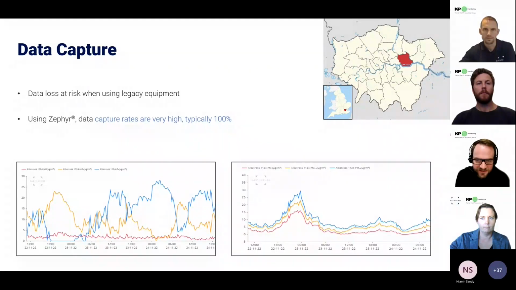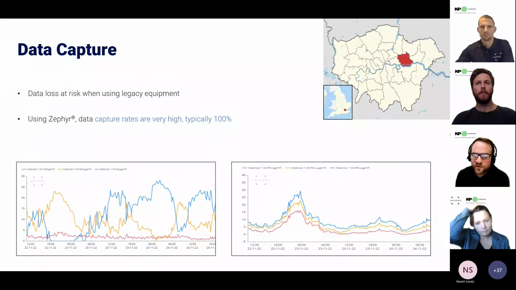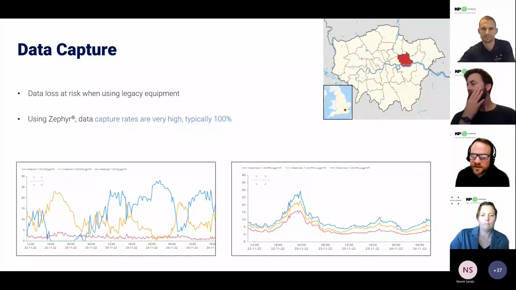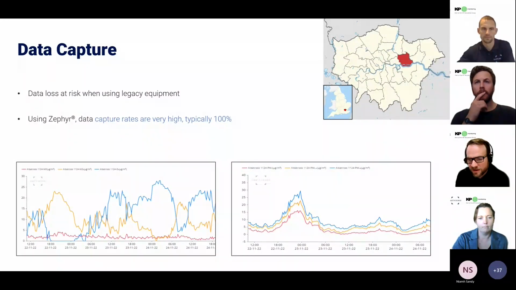Now that we're using the Zephyr system, we're finding that our data capture rates are very high and typically 100%. The graphs shown here are from a monitor deployed near West Ham's ground in Newham. This was recorded the week before last, and as you can see, even with the late autumn daylight and the torrential rain we had been having, we haven't missed a single data point. We can now show empirically that the poor performances of West Ham are not linked to the air quality around the stadium.